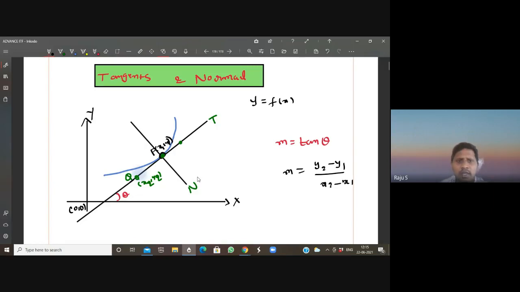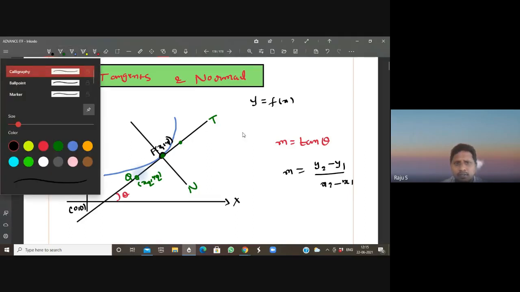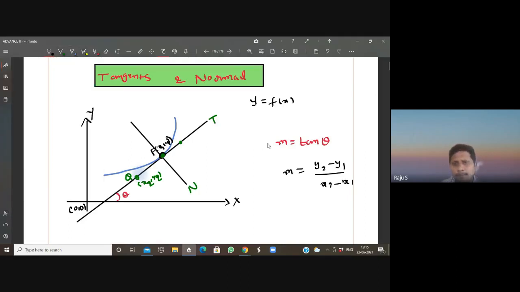Then in that case, what is the equation of the tangent? So m can be written as dy by dx. M can also be written as f dash of x. M is dy by dx, or else simply written as f dash of x, right?